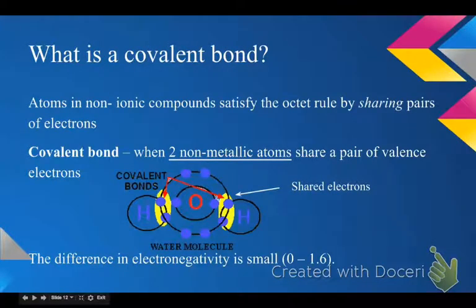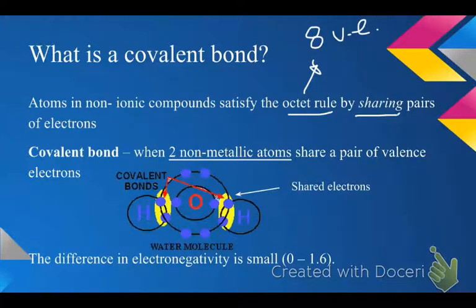So how do covalent bonds differ? Well, atoms in non-ionic compounds will satisfy the octet rule by sharing pairs of electrons instead of stealing. So remember, the octet rule is that they want those 8 valence electrons to be stable. So instead of stealing, they're going to share. And that's because their electronegativity difference is small.